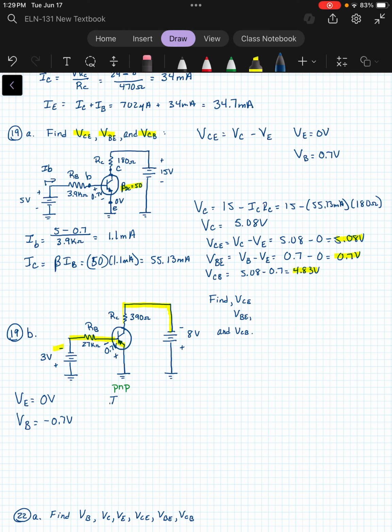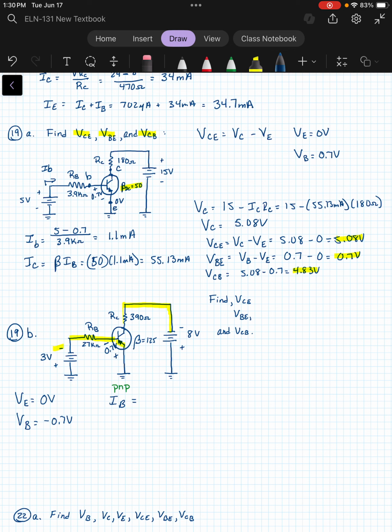So we still want to find our current. Let's see, for 19, are we given a beta? Yes, we are. We're given a beta of 125. Let me write that on the drawing here. Okay, because we're going to need to know that, either that or we would need to know the VCE, but one of those two we would need to know.